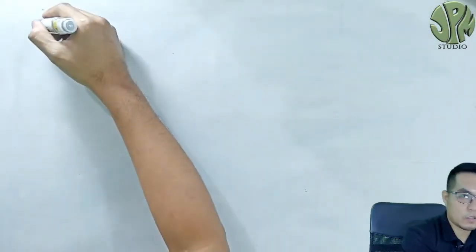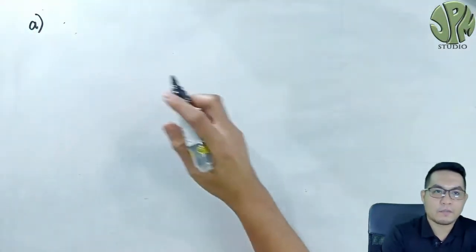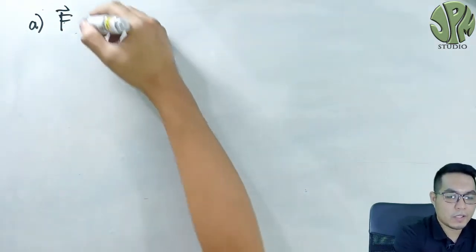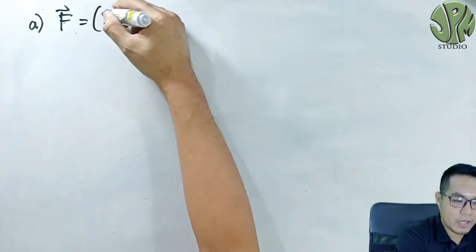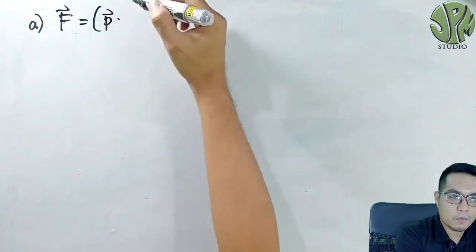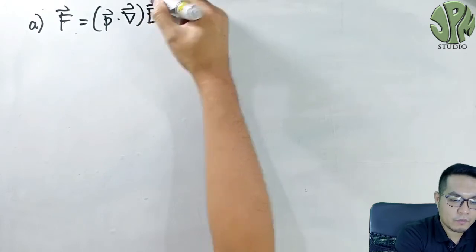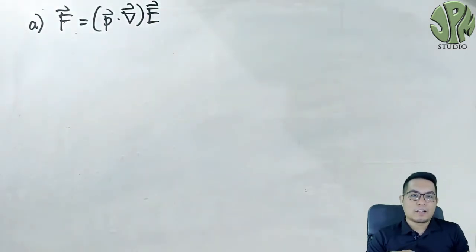Okay, so let's first try to solve for letter A, the force on the dipole. The force on a dipole due to an external electric field is given by this equation. The dipole moment, that with the del operator acting on the electric field.